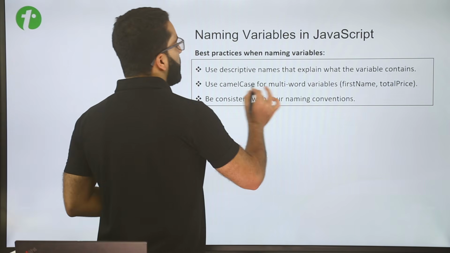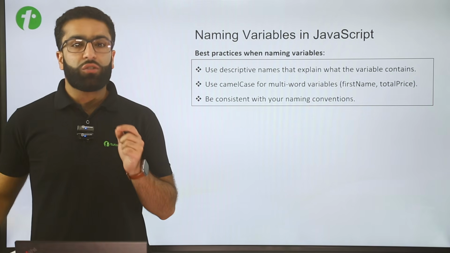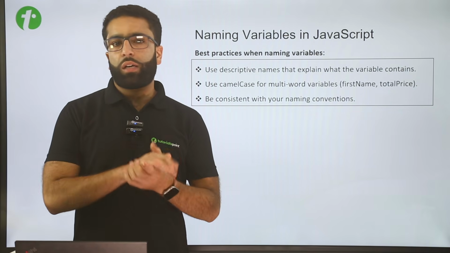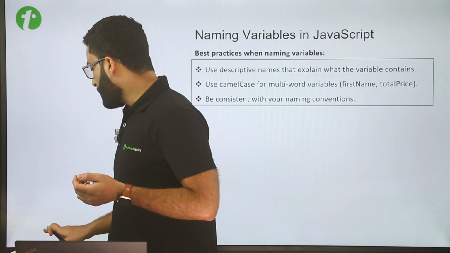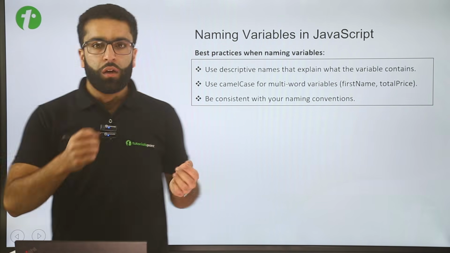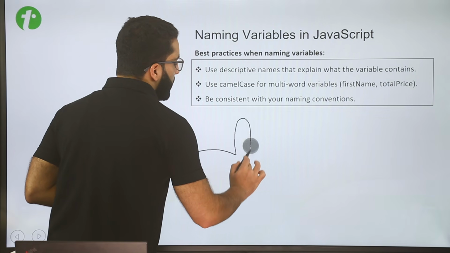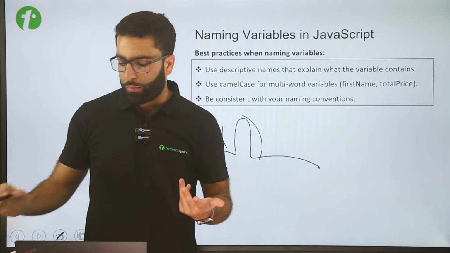Then use camel case for multi-word variables. It's a good practice, particularly in JavaScript, to use camel case. What do I mean by camel case? We know what a camel looks like, right? Let me draw it quickly so that you can understand. The camel's shape is something like this: lowercase, uppercase, and lowercase. It has a hump. I'm not able to draw it fully, but you understand my point.